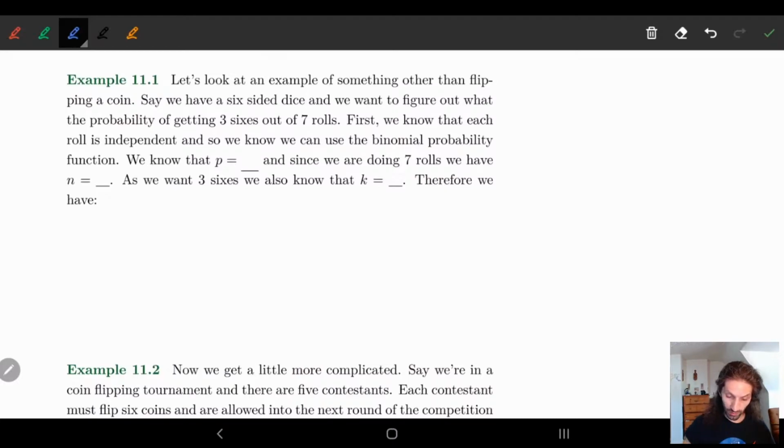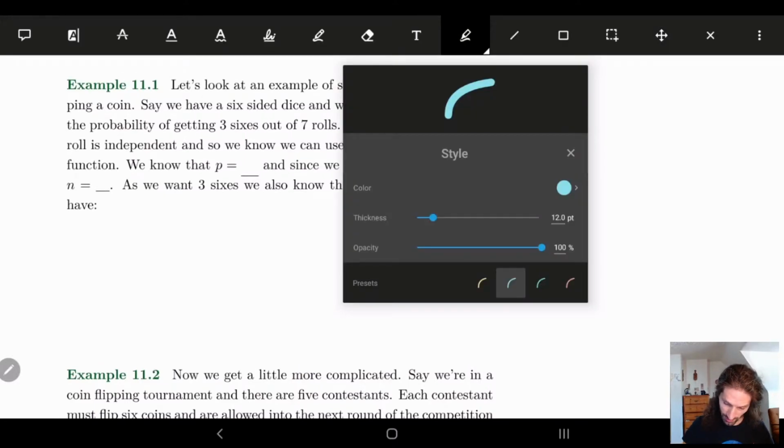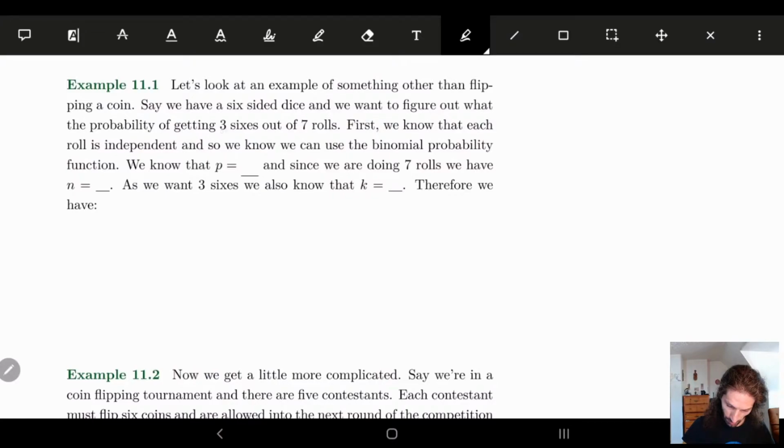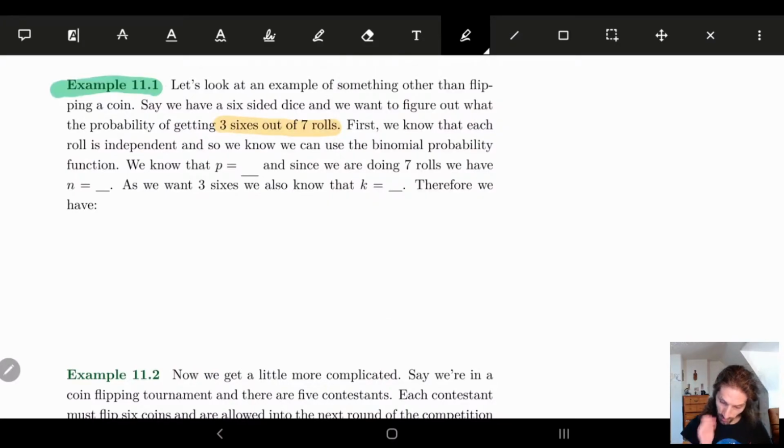So what are we talking about here? This is the main key information, right? We want 3 6s out of 7 rolls. So this is our example, example 11.1. First thing we know is that each roll is independent, and so we know that we can use the binomial distribution. This independence is very necessary.